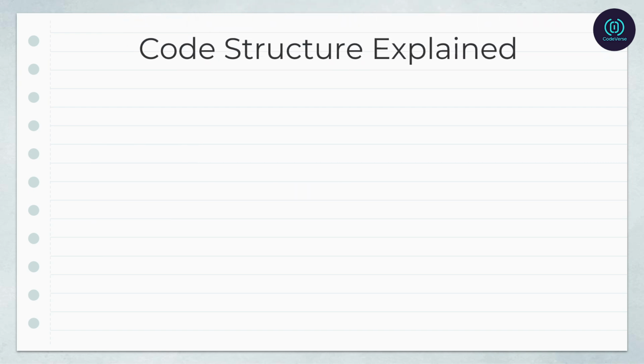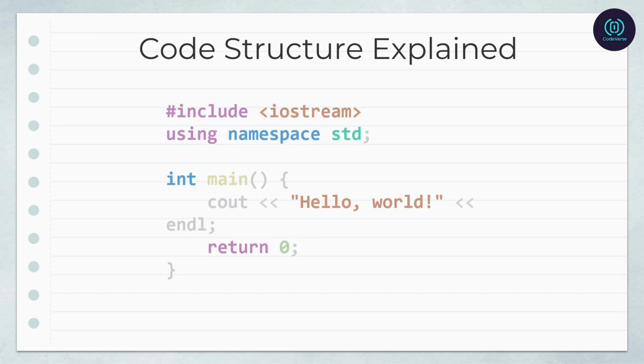Alright, let's now take a closer look at the structure of the program you just wrote. Even though it's just a few lines, each one has a specific purpose, and understanding these parts is essential as you move forward in C++. Let's go through it, line by line.